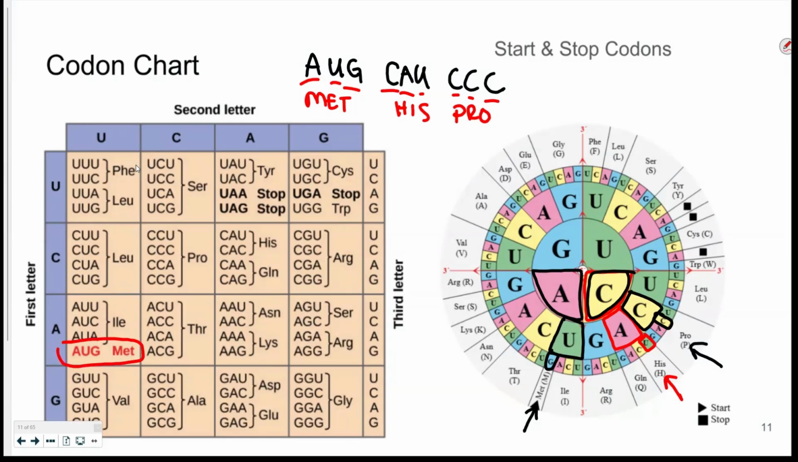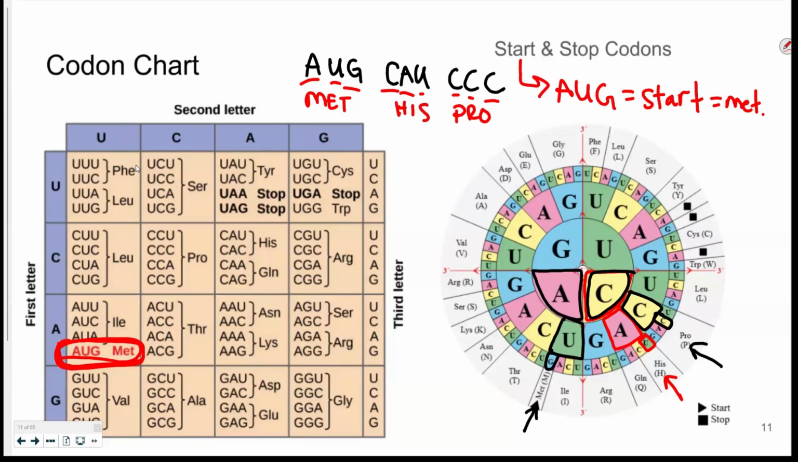Our start codon is always going to be AUG. This tells us that when we see that, this is the time to begin building a protein. It's always going to code for methionine. How many other codons code for methionine? There's just one. Only the AUG codon codes for methionine. No other codons call for methionine.